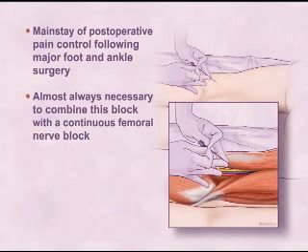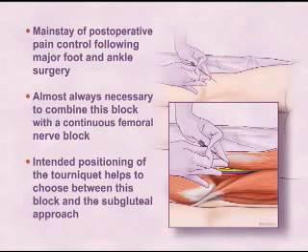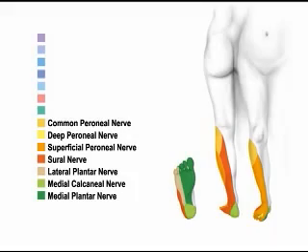Please note that the saphenous branch of the femoral nerve down to and including the ankle joint supplies the medial half of the tibia. The intended positioning of the tourniquet helps to choose between this block and the subgluteal approach. The sciatic nerve innervates the lateral aspects of the lower leg, the lateral part of the ankle, and the entire foot with the exception of the medial part, which is innervated by the saphenous branch of the femoral nerve.